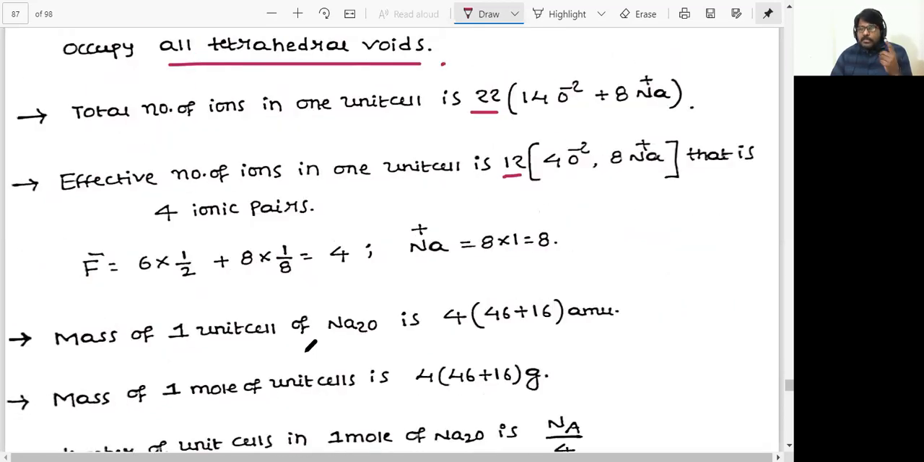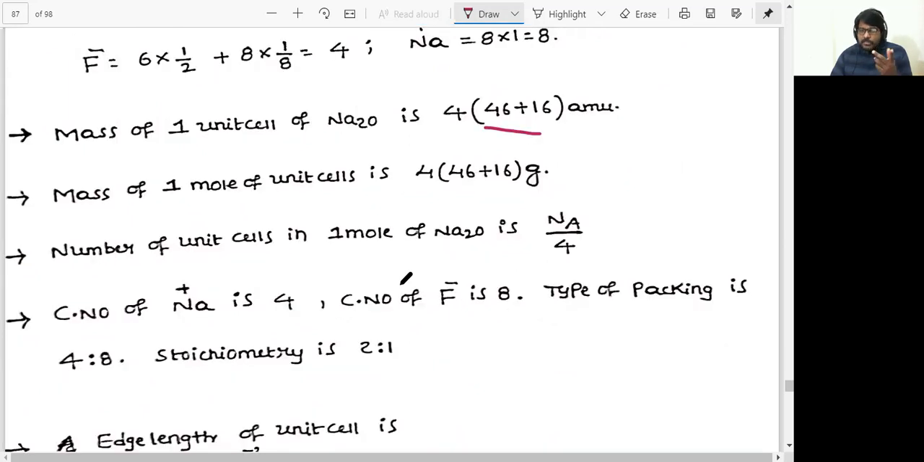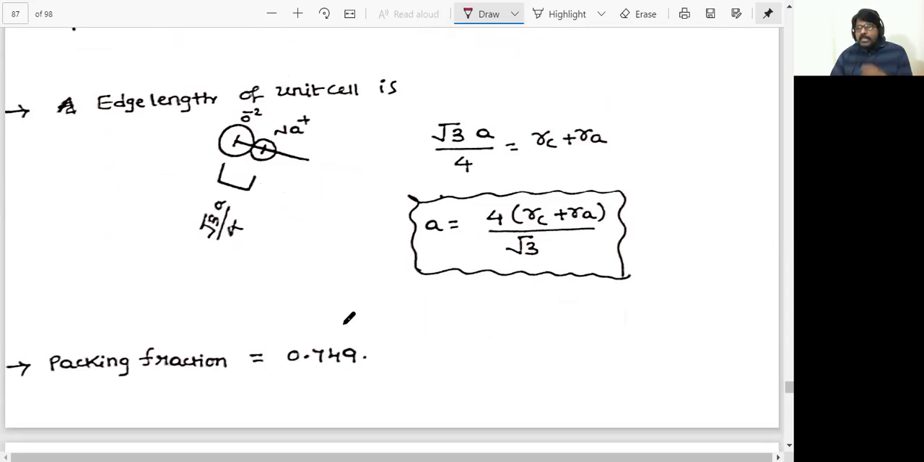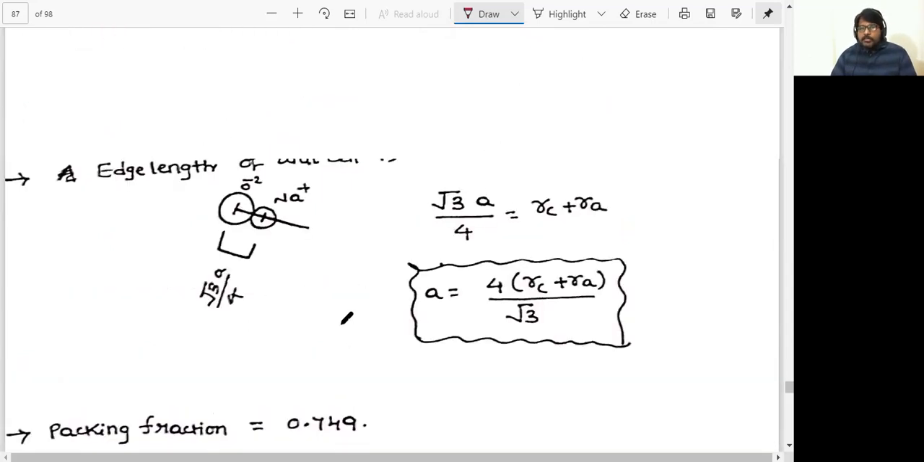But the mass is different because one ionic pair is nothing but 2 sodiums and 1 oxide. Two Na plus ions and one oxide together are said to be one ionic pair, and the mass of one ionic pair is different because two sodiums is 46 and the oxygen is 16. Almost all the same, but the coordination numbers are reversed, and here the edge length expression will also be the same. But earlier the corner was occupied by calcium plus 2. Now the corner is occupied by the negative ion, that is O minus 2. So in that way it is different, but ultimately the edge length in terms of radius of cation and radius of anion will be the same. Packing fraction also you can calculate, you'll be getting the same thing.